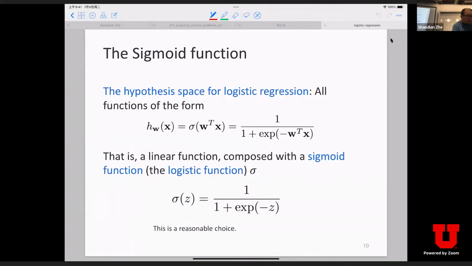And then our hypothesis space for logistic regression will consist of all functions of this form. You can see that each hypothesis in our logistic regression model space has the same form, and it varies along with the choice of the model parameters W. So different W will correspond to different hypotheses.